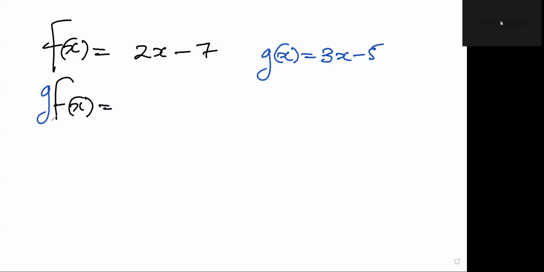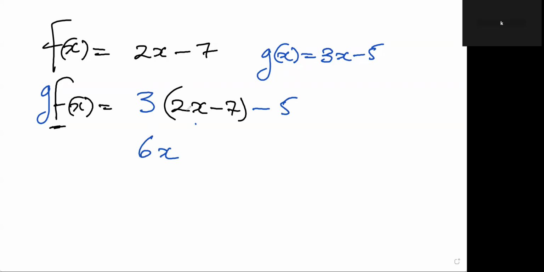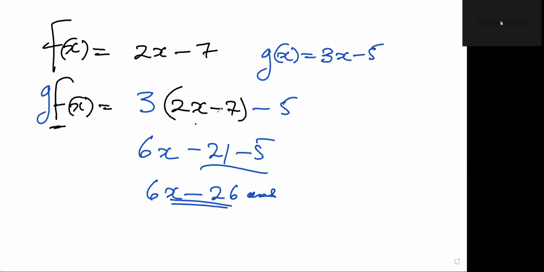So f first, so write back all of f, which is 2x minus 7. Put that in bracket, and then we're going to write g. G says 3. This is our x minus 5. So 3 times 2 is 6x. 3 times 7 is negative 21 minus 5. Both are negative, so we add them and keep the negative. So that's negative 26. Let me show you one more thing where we have the plug-in.